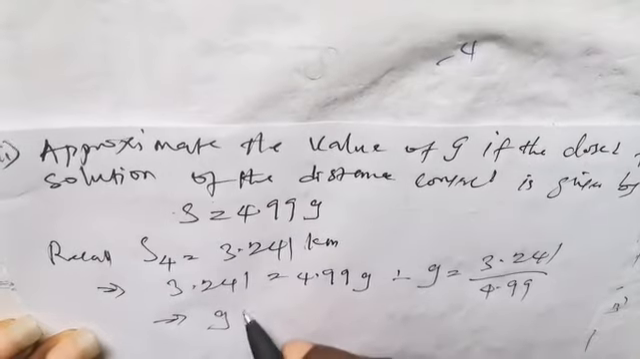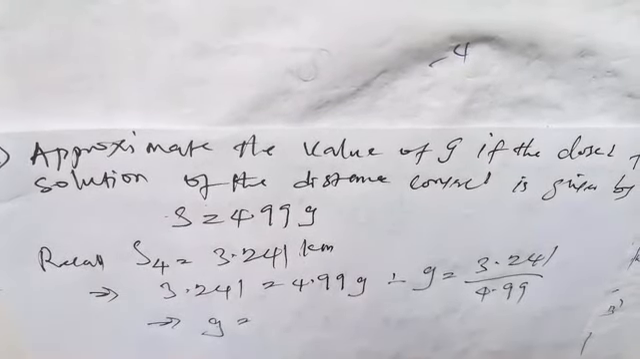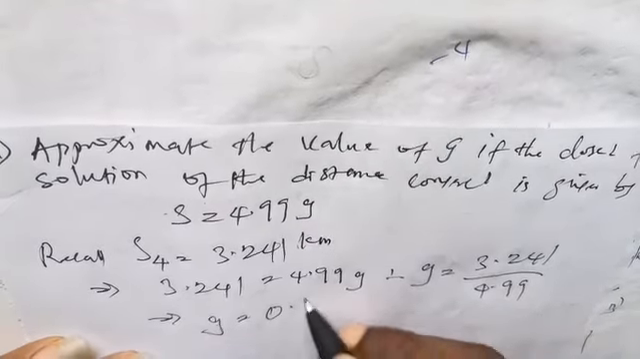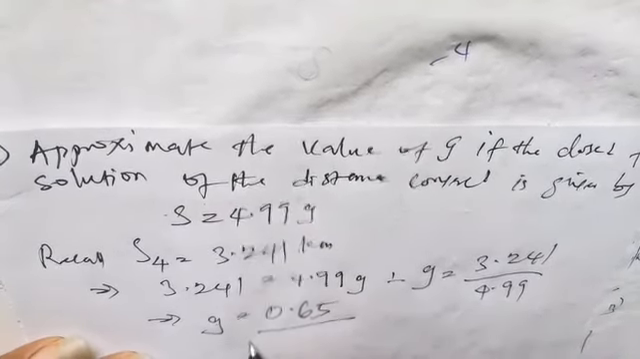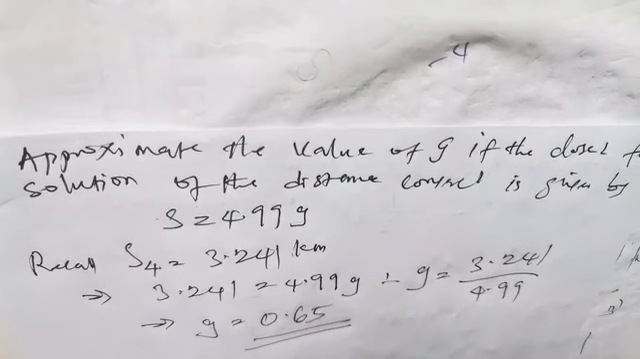This implies that G is equal to 0.65. So that becomes the answer to question 3. So that's question 3 in all.